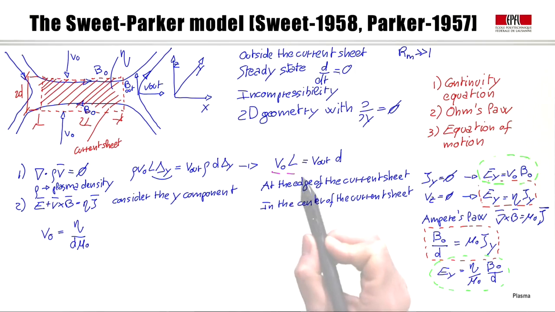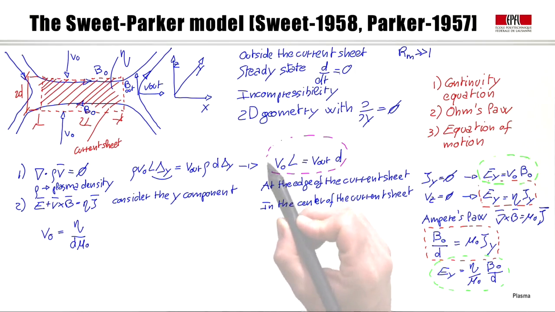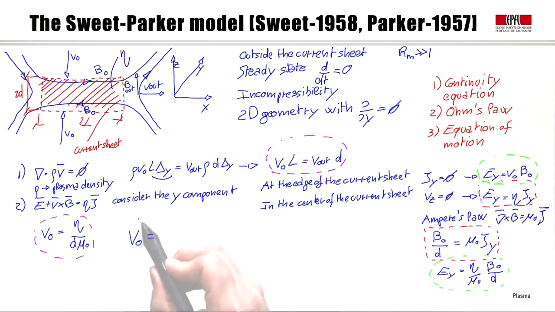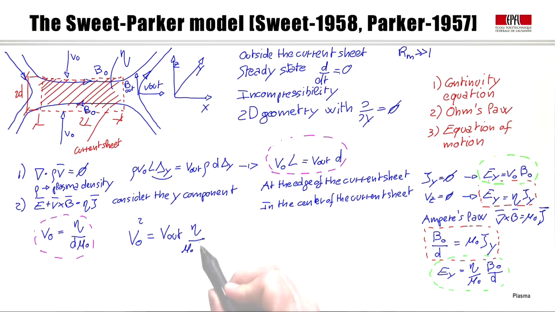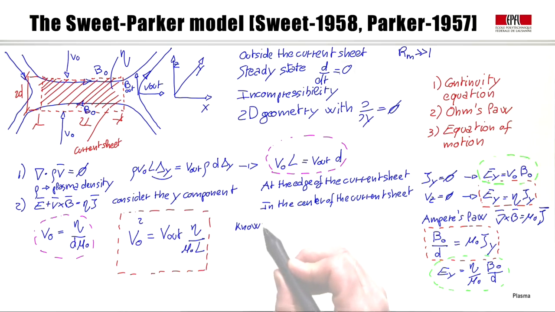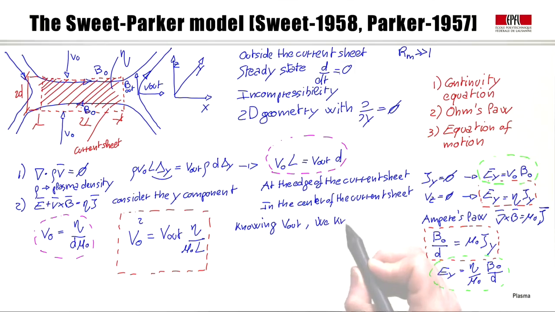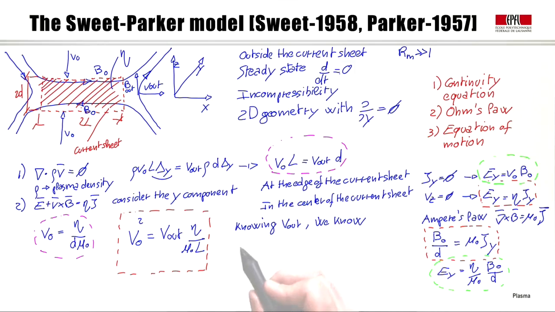If we now go back to the expression we found using the continuity equation, and we use the expression for V0 that we have just found, we can easily obtain an expression that links the outflow velocity to the inflow velocity via the resistivity and the length of the current sheet. Now, if we know V out, we now know the inflow velocity V0 and the shape of the current sheet characterized by its thickness divided by its length.